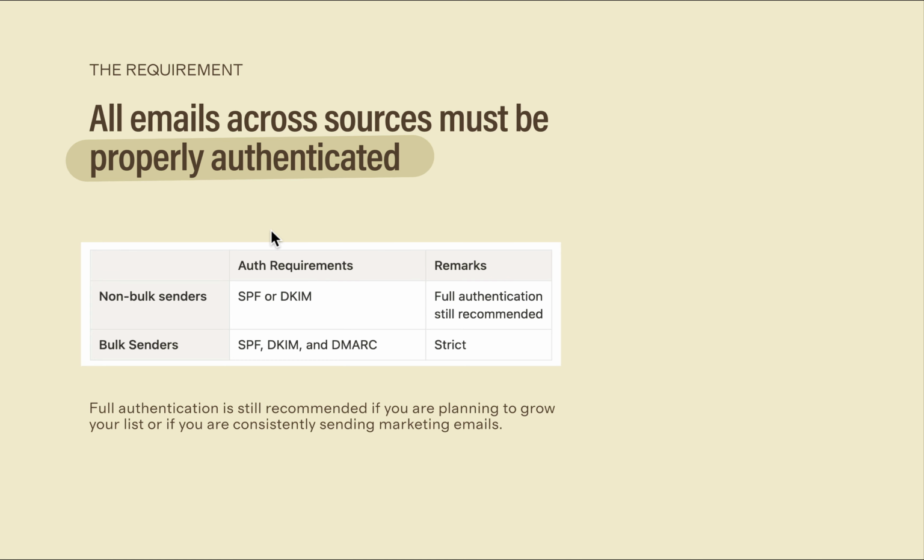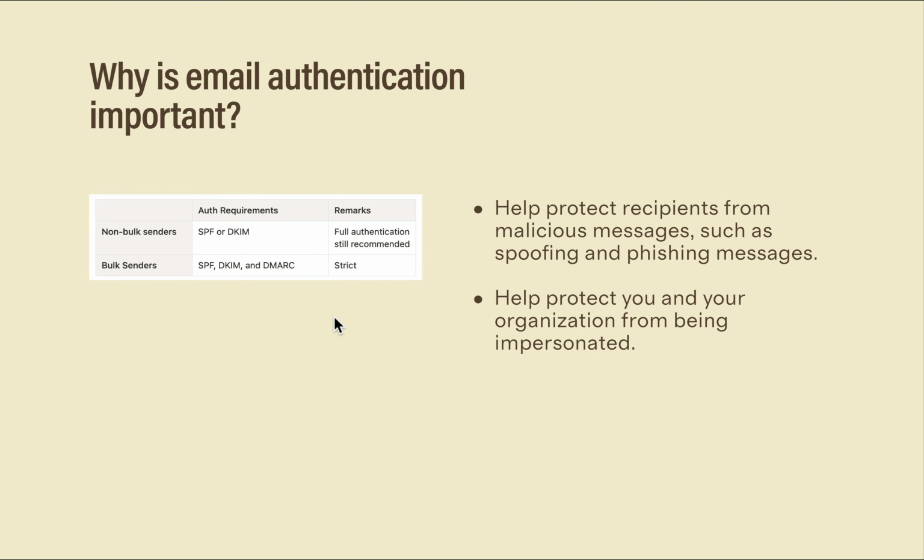Now, I won't go into the technical definition of each of these requirements. I will share with you how to set them up later. But what's important to take note of is that these records or authentication requirements are important because they help us protect recipients from malicious messages, and they also help protect businesses or organizations from being impersonated. Specifically, this DMARC record, which is not required for non-bulk senders but is required for bulk senders, is the one that is helping us monitor if our own domains or brands are being impersonated.